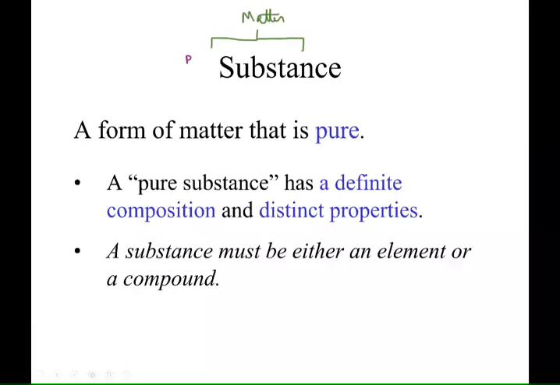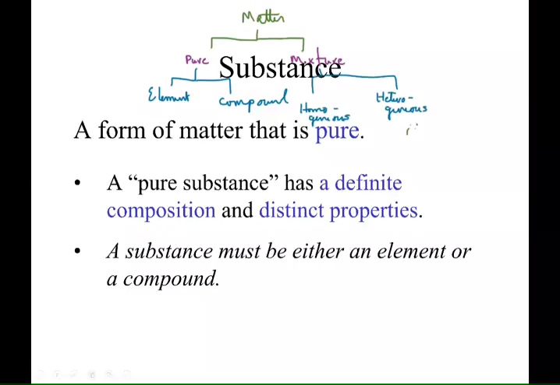Just to recap, matter can be either a pure substance or a mixture. If it's a pure substance, it's an element or a compound. If it's a mixture, it can be well mixed, homogeneous, or chunky, heterogeneous. This slide emphasizes these two types of matter over here. Notice that they have a definite composition, and with composition we'll talk more about properties, but they will have specific properties associated with them because they have that definite composition.